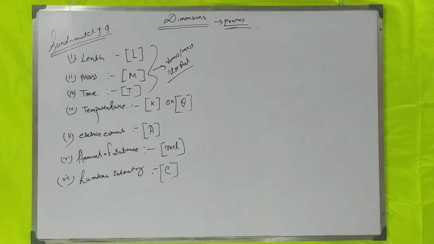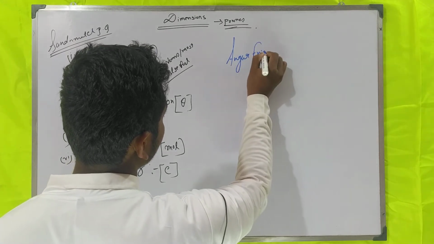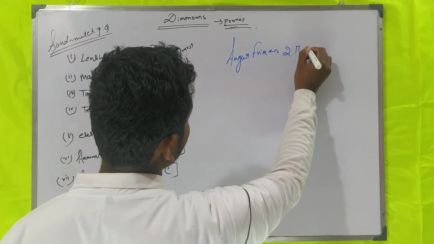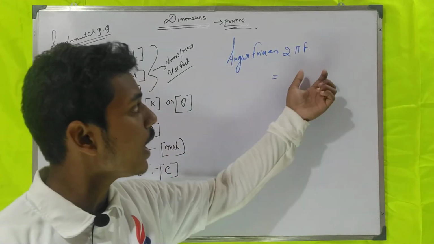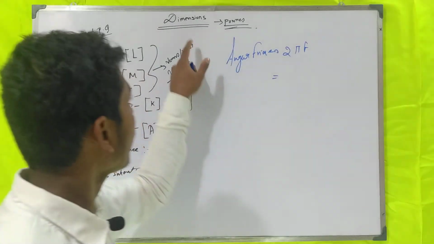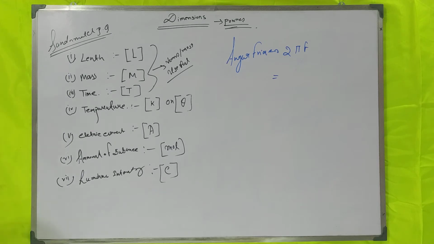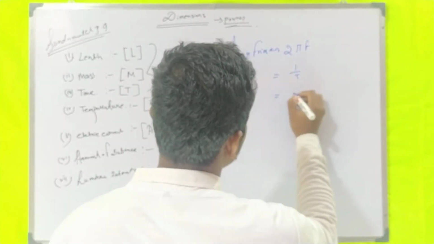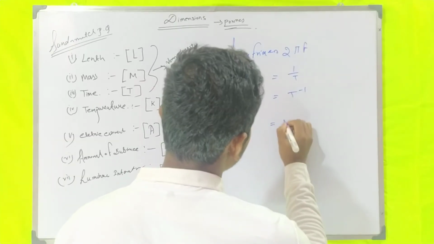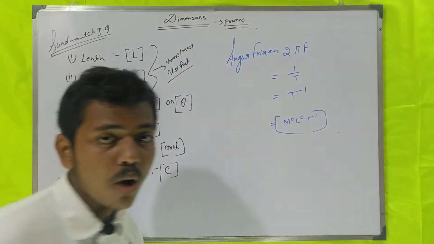Now let's move on to the angular frequency. What is the formula of angular frequency? 2 pi into frequency. The 2 is a real number and pi has a numerical value, so there are no dimensions, and we can find the dimension of frequency is 1 by t. So we can find t to the power minus 1. So we can write as M^0 L^0 T^-1. Is it clear to all?